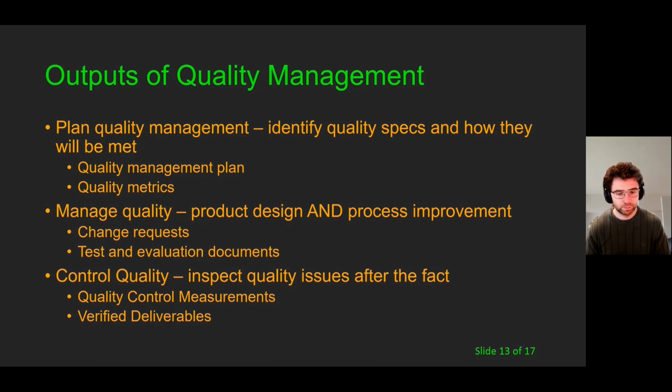Where again, everybody is bound to have the need to retroactively look at quality issues. And so, quality control measurements, right? And verified deliverables. What this output in particular actually means is that the customer is getting the thing they asked for and it's doing the thing right. So that's what verified deliverable means. It does not mean that the project is closed, but completely the opposite.